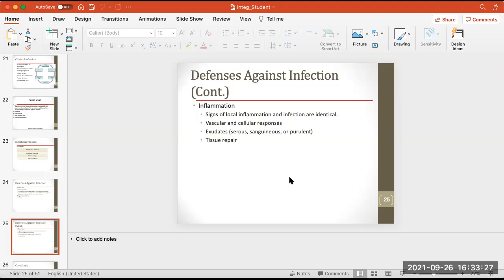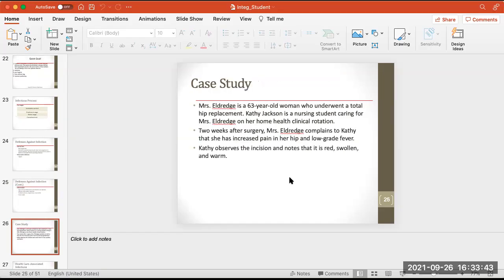So there isn't a whole lot of very specific signs and symptoms that you can just check off on your list and say, oh, he or she has pneumonia, or he or she has UTI. It's kind of a game of detective, and you have to find out what's happening with these patients.